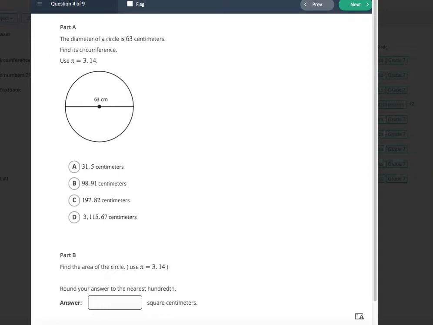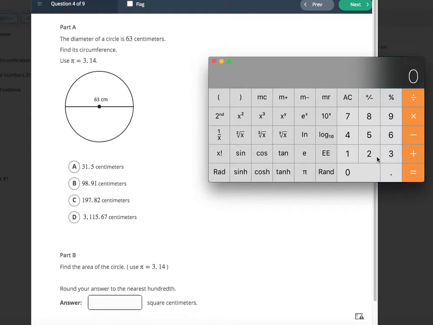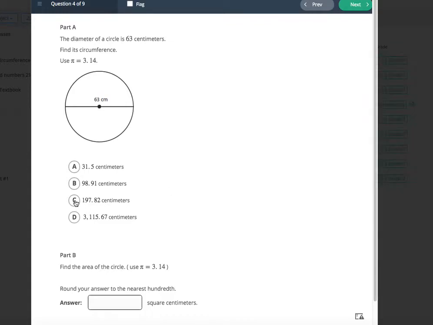The diameter of a circle is 63 centimeters. Find its circumference. Again, same type of question. Circumference equals pi times the diameter. So let's fill in what we know. 3.14 times the diameter, 63. 3.14 times 63 equals 197.82. That's choice C.